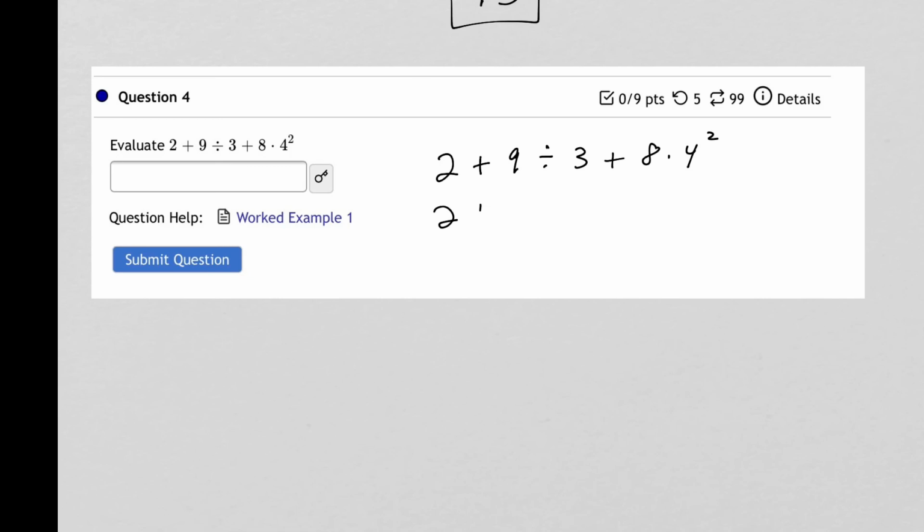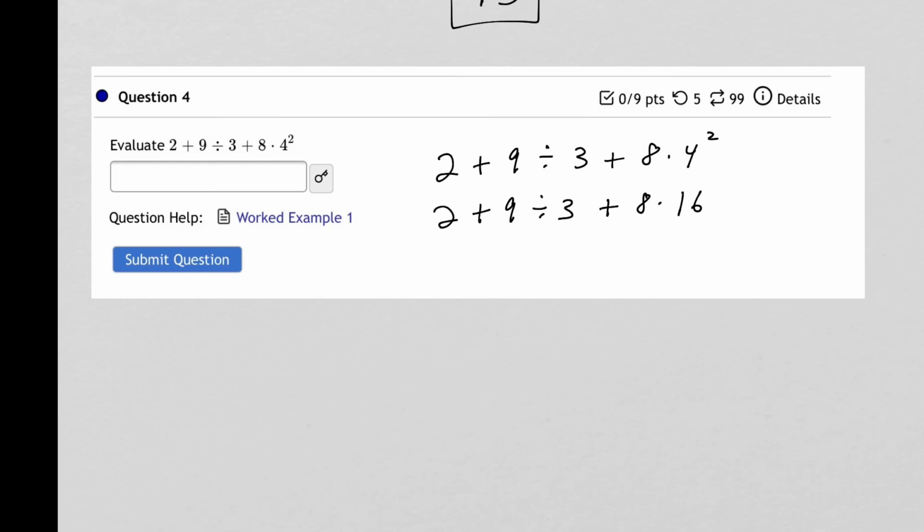Let me write everything else down again. And then the 4 squared, of course, is 4 times 4, which is 16. So I'll write 16 there. Okay, now if you look here, I have addition, I have division, I have multiplication. So multiplication and division beat addition and subtraction, right? So multiplication and division are done first.